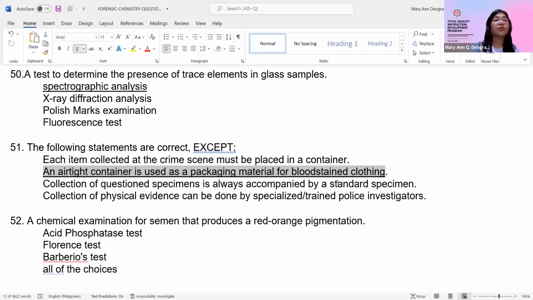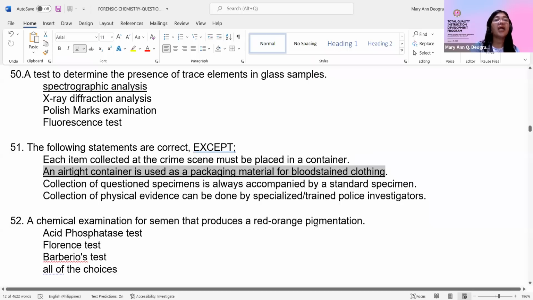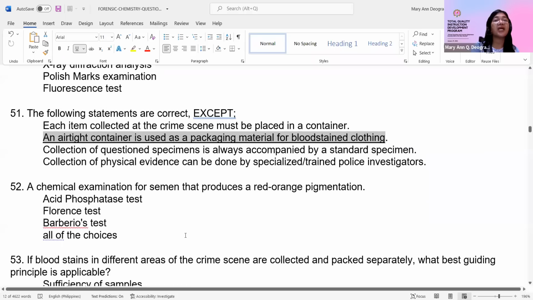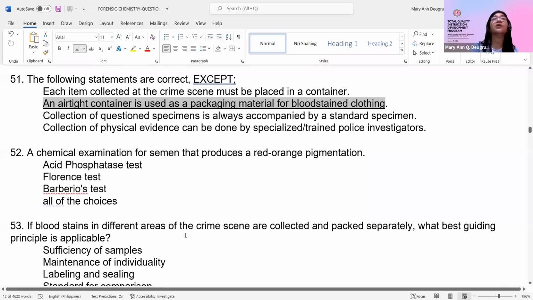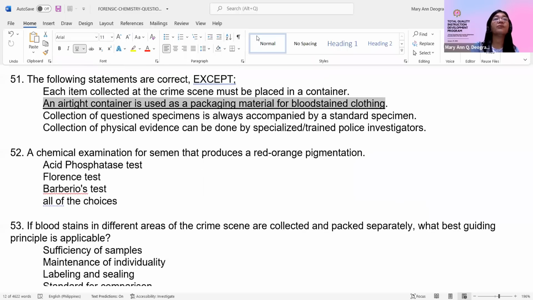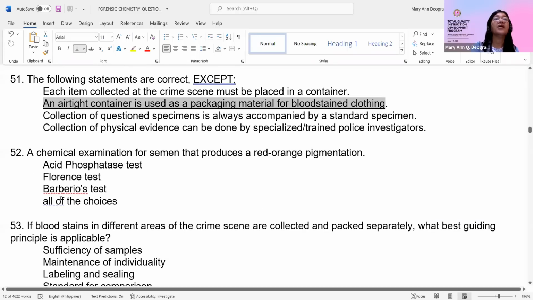Number 52. A chemical examination for semen that produces a red-orange pigmentation. May sumasagot ba dito? Wala. Okay, it's acid phosphatase test.